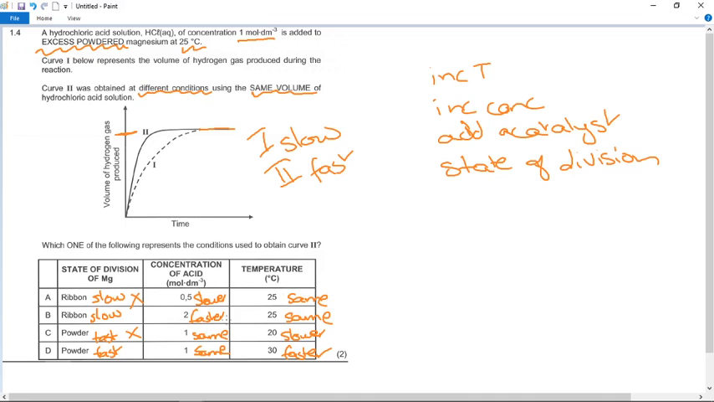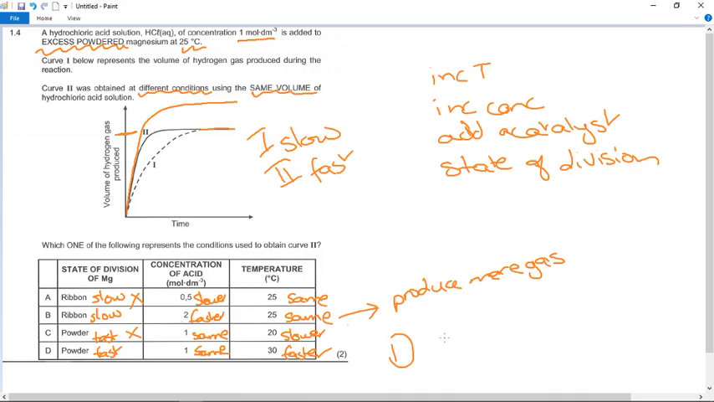This one has also got a faster, but if you put in the same volume of concentrated acid and there's excess powdered magnesium, this one should produce more gas, okay? So you should end up with the faster reaction and also the curve ending up somewhere else. So then, to me, the correct answer here is D, okay?